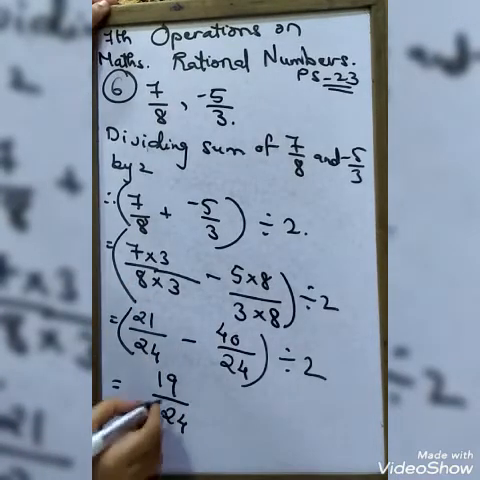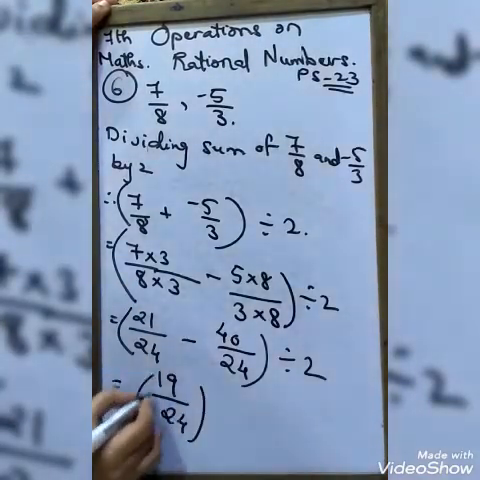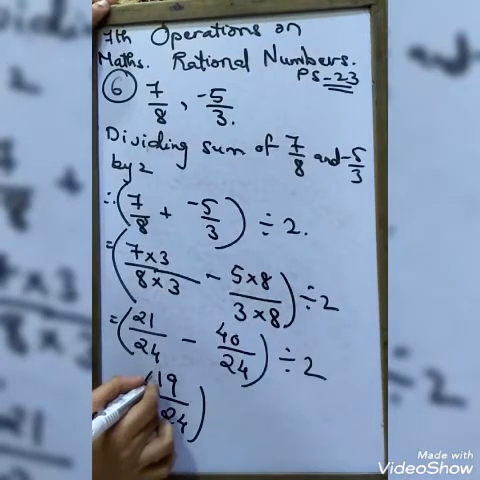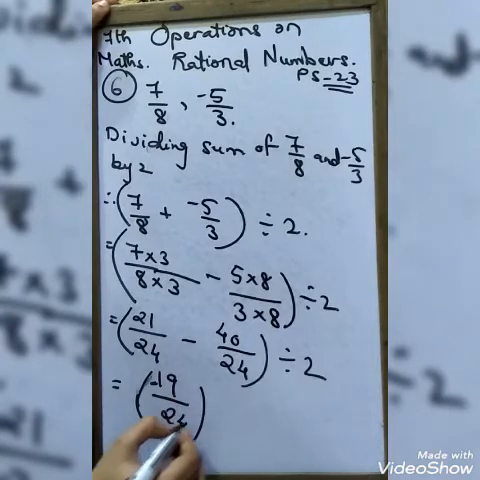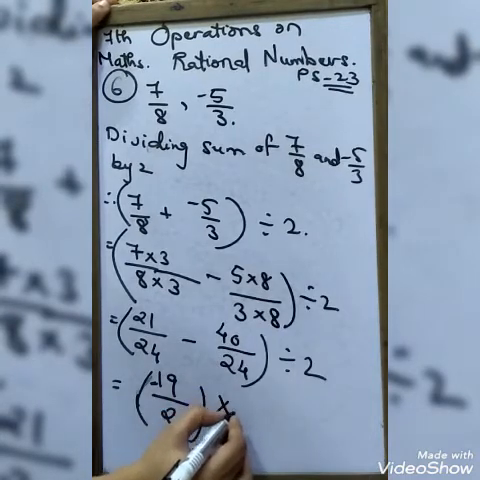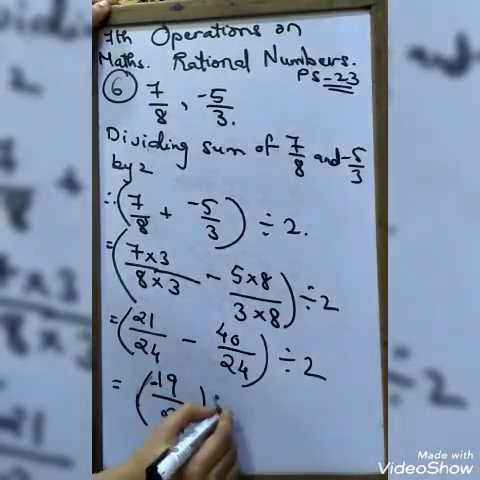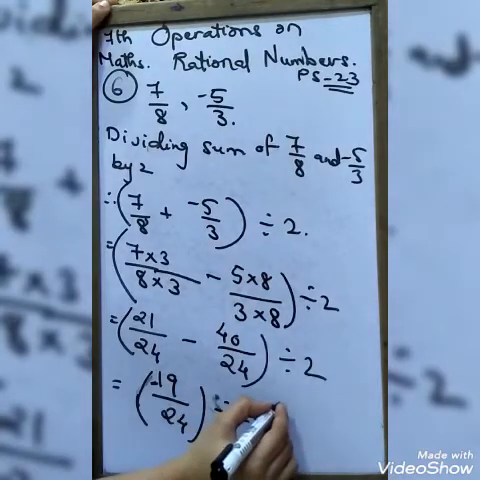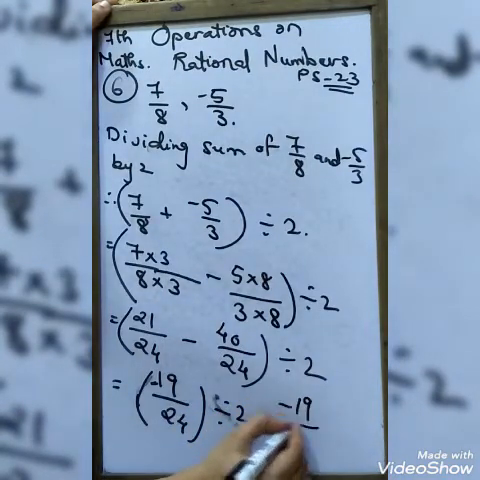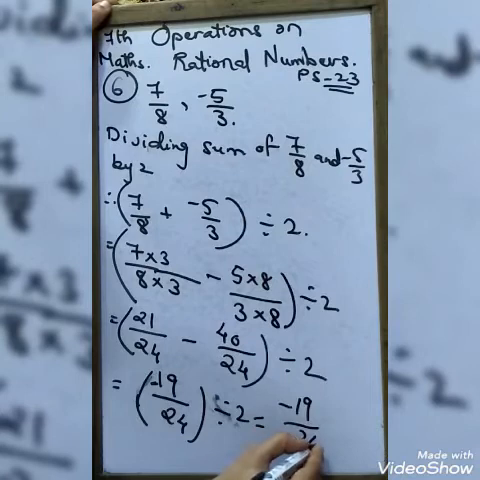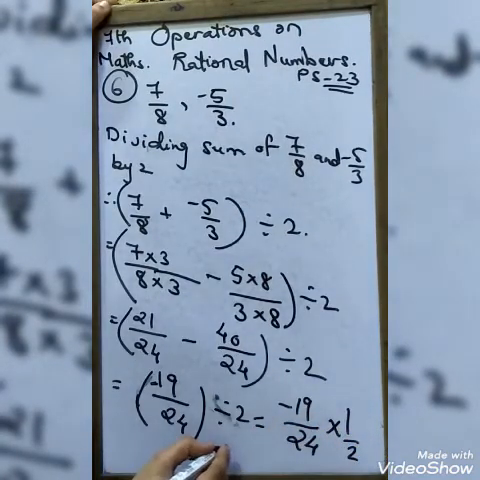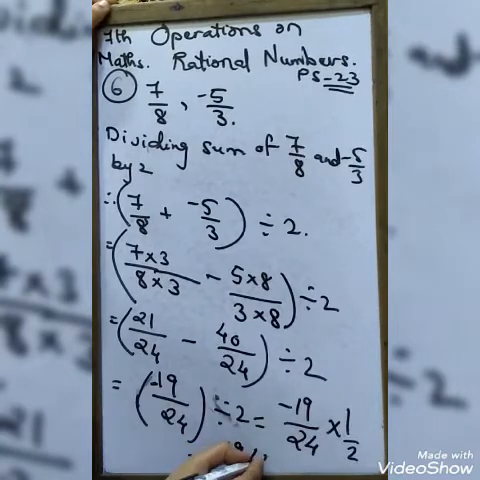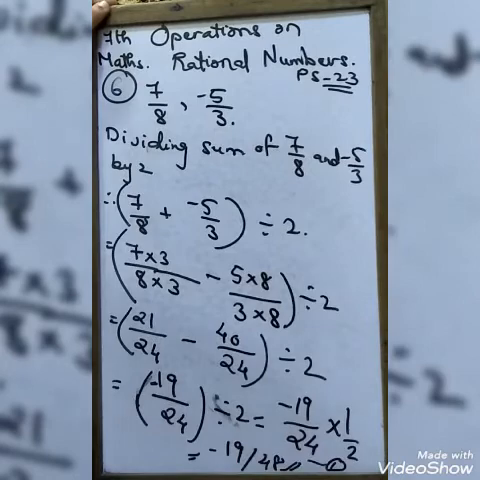Right? So here it will come in the minus because 40 is greater. So minus 19 divided by 24 divided by 2. That will be equal to minus 19 upon 24 into 1 upon 2. So the answer will be minus 19 upon 48, the first number we have.